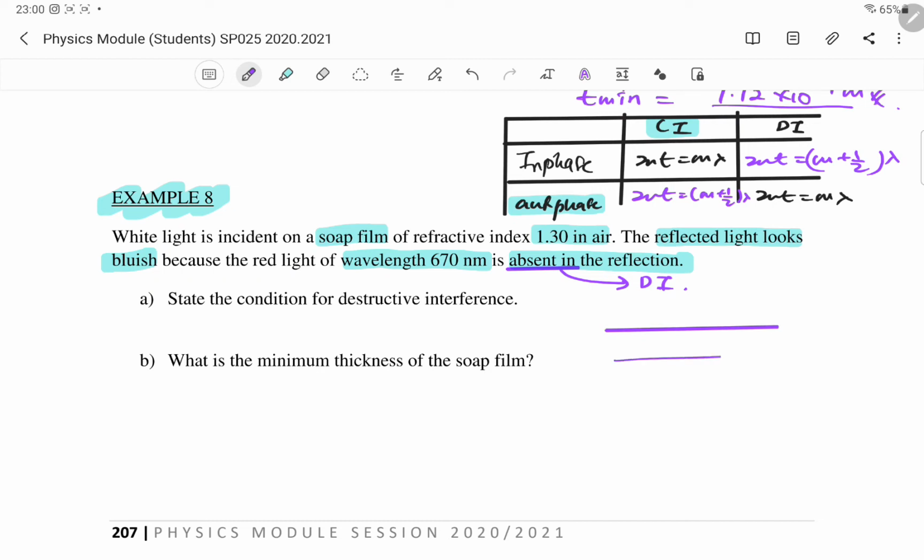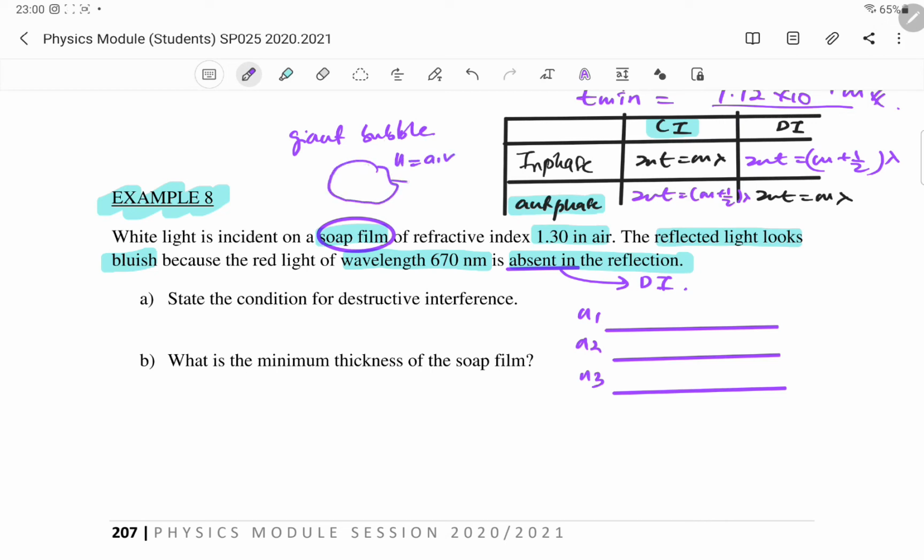Okay, lukis, kita punya layers. N1, N2, N3, because this is the soap film. So soap film ni macam giant bubble lah. Okay, macam tu kan. So ni air. Ini adalah soap. Dalam tu air lagi. So ini adalah 1.0. Ini adalah soap 1.30. So incident ray, reflected ray, less dense to denser, so phase change by pi radian.